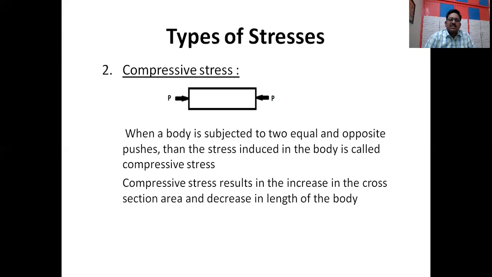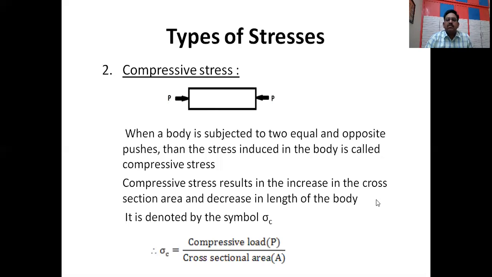And this compressive stress results in an increase in the cross-sectional area. If you observe, when we compress, its lateral dimension, that is, its cross-sectional area, will increase and the length will be decreased, opposite to tensile stress. It is denoted with the symbol sigma C. Sigma indicates stress and C indicates compressive stress. So sigma C equals compressive load by cross-sectional area is the formula for compressive stress.